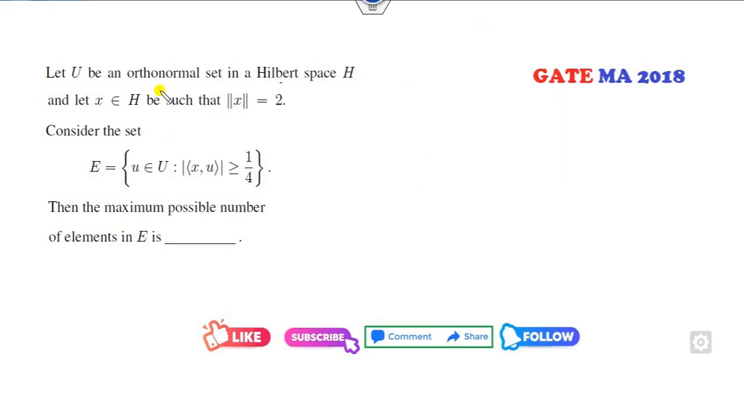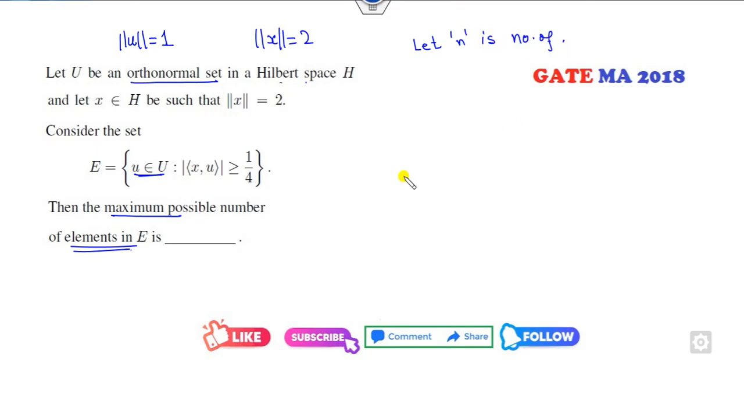Okay, look at this one. U is an orthonormal set. U belongs to this, norm of U is 1, such that norm of x is 2. Then consider the set E, the maximum possible number of elements here. So very simple. If I choose n as the number of elements, which property can you think about here? It is greater than 1 by 4.